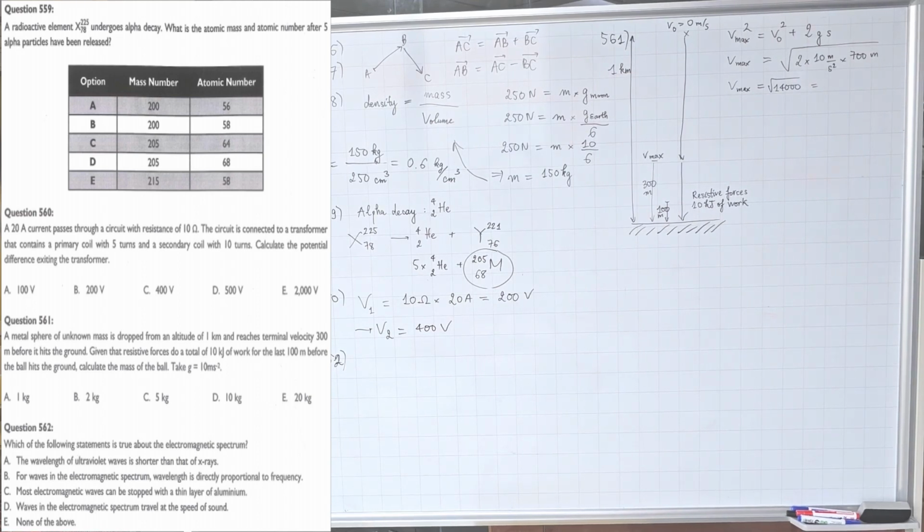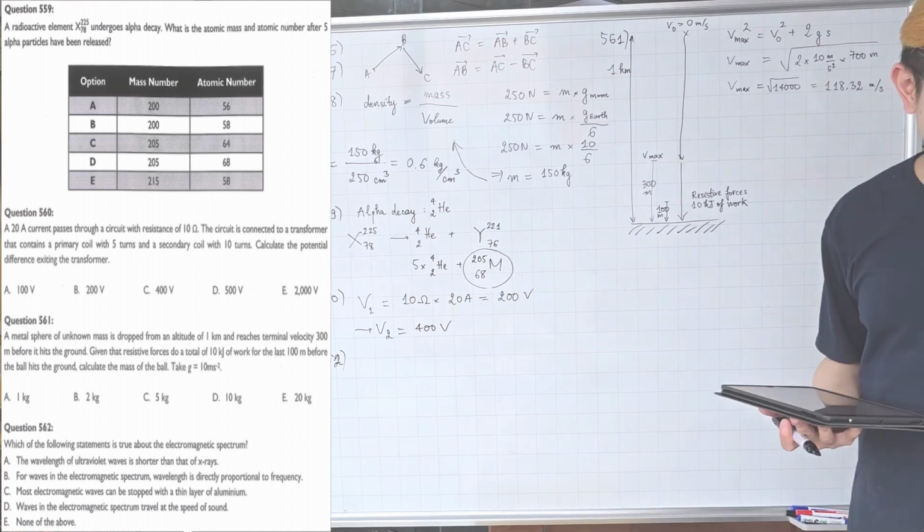118.7. Oh, you're using ChatGPT now? 118.7. It's 118.32 meters per second. You need to speak English, you know? This is like science class in English.